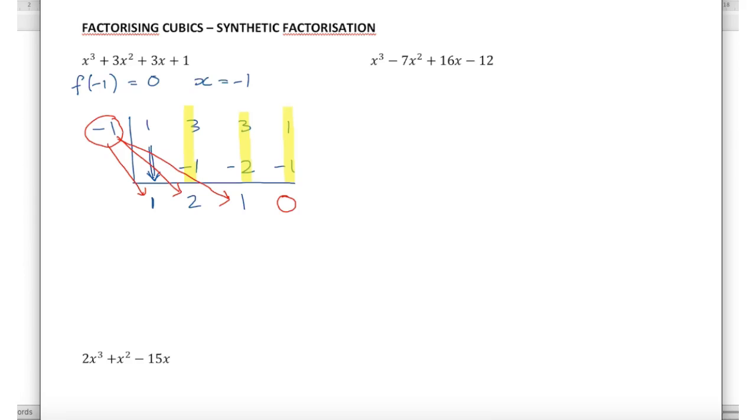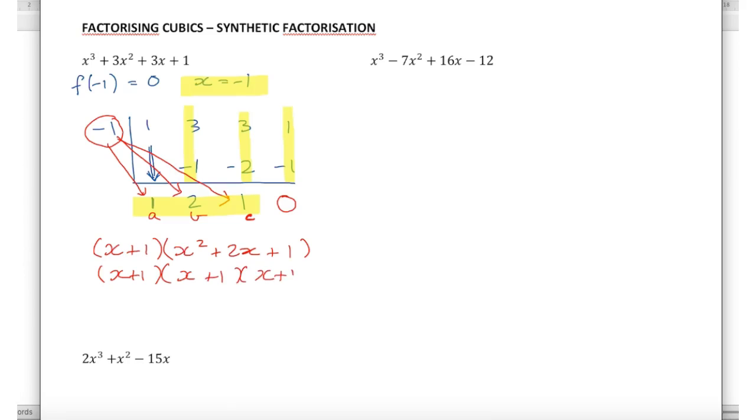So knowing that x equals -1, my factor is x plus 1, and then I'm going to use my solution here at the bottom of my factor box as the quadratic that I have left, which is 1x squared plus 2x plus 1. So these are the values of a, b and c of our quadratic. And now I know I can just factorize my quadratic and simplify where necessary. And I factorized that cubic.